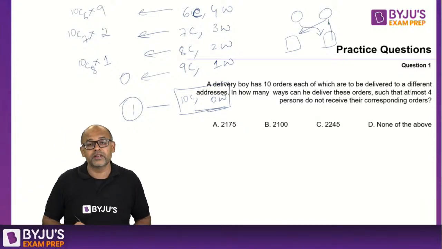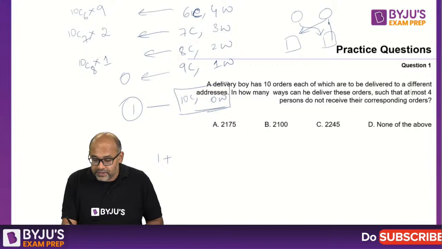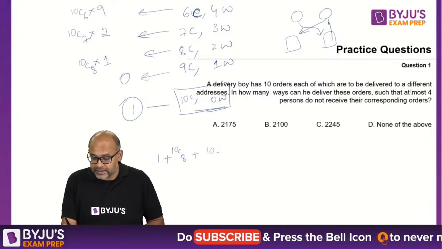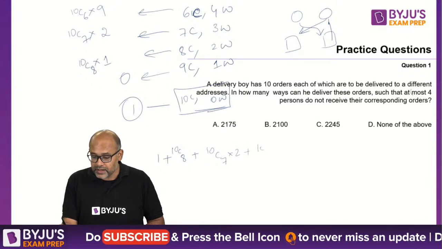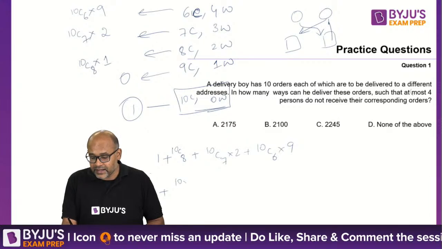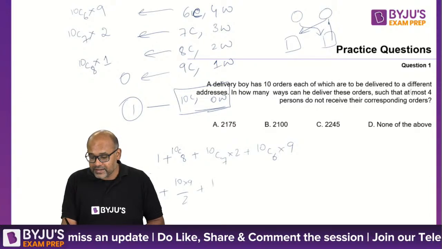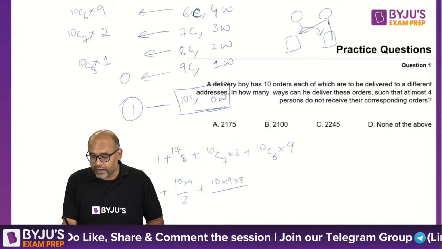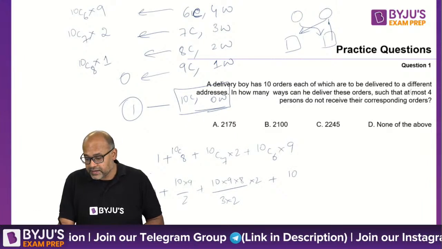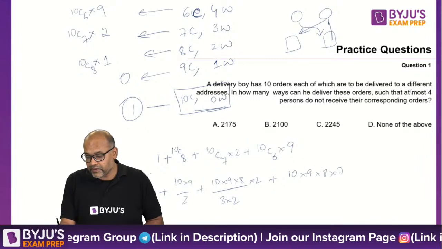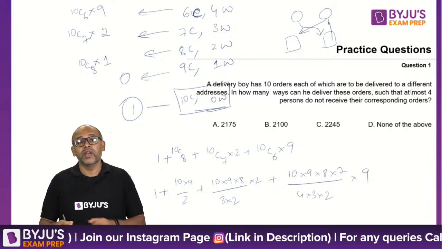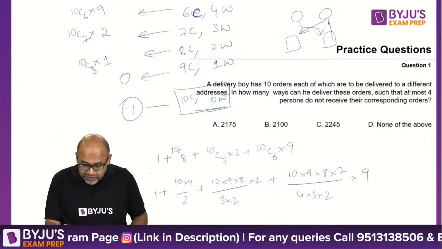That is 9 ways. So the answer is 1 plus 10C8 plus 10C7 into 2 plus 10C6 into 9. So this is 1 plus 10C8, which is 10 into 9 by 2, plus 10C7, which is 10 into 9 into 8 by 3 into 2, then there is a 2. And 10C6 is 10 into 9 into 8 into 7 by 4 into 3 into 2, into 9. If you simplify this, we are going to get the answer. So let's quickly simplify this.